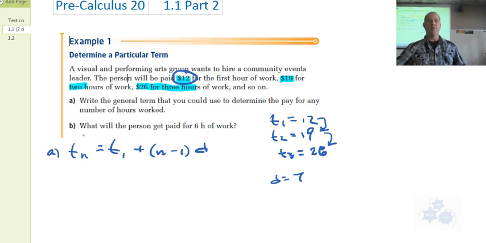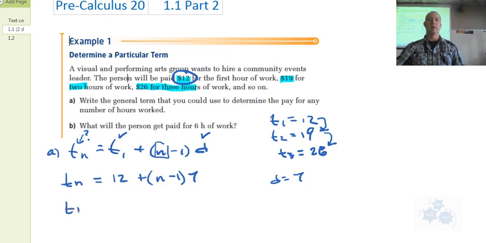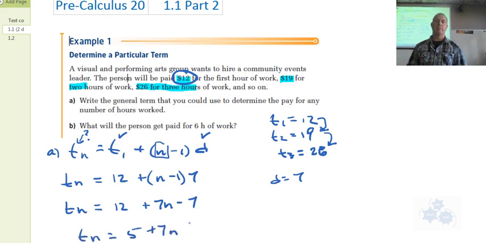Okay, so we're finding this. We don't know this. We know this. We know this. And we don't need to know n. That can stay in the equation. So we're good to go. Let's fill everything in and simplify. T of n is 12 plus n minus 1 times 7. We simplify that to T of n equals, tell me if that looks acceptable to you. 5 plus 7n, 7n plus 5, doesn't matter what the order is.